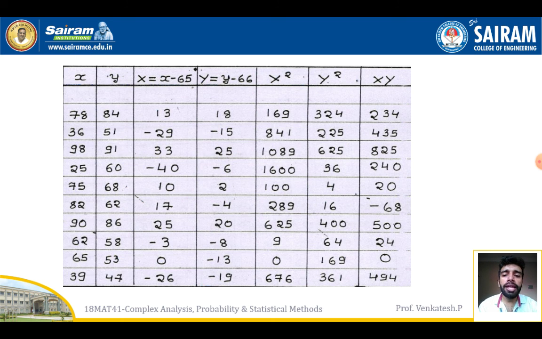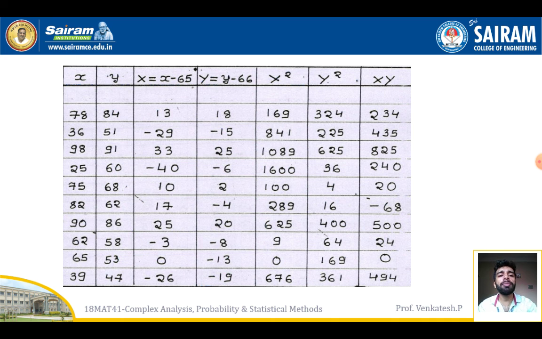Now make a tabular column to find all the capital X, capital Y, capital X square, capital Y square and capital XY values. Take the small x column and small y column. Find capital X by using x minus 66, find capital Y by using y minus 66. Next, we have to find the values of X square. Squaring all the x values, I'll get X square. Squaring all the y values, I'll get Y square. Next, multiply capital X into capital Y, and I'll get the values of XY.